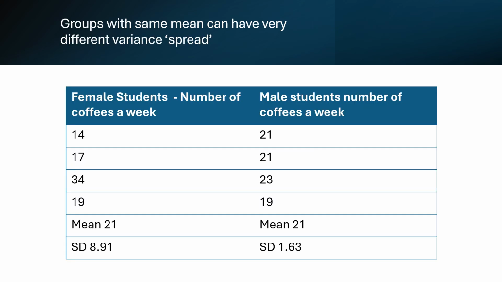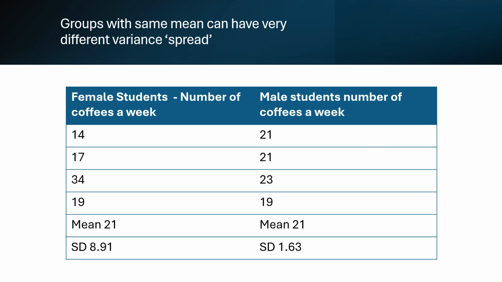So when analysing data, it's important to understand that groups with the same mean, average, can still have very different variance or spread. Now, this concept can significantly impact how we interpret and use the data, even when considering something as everyday as coffee consumption.